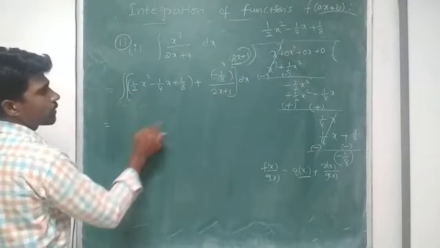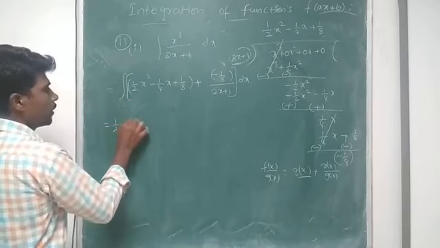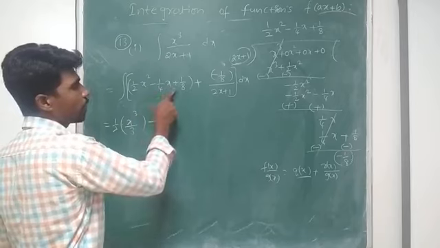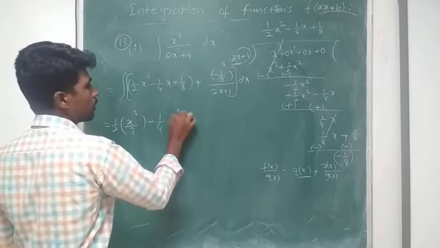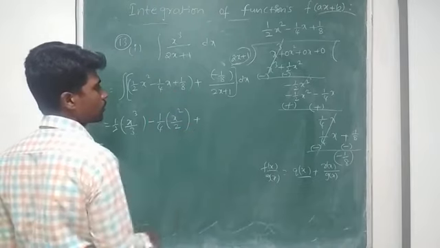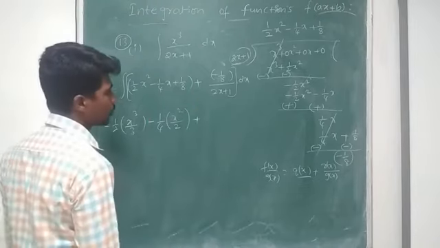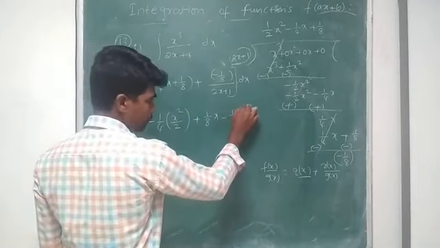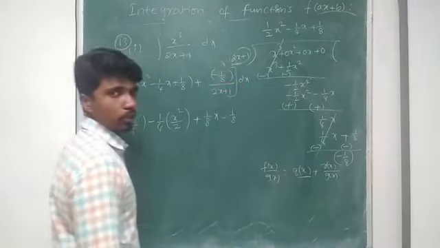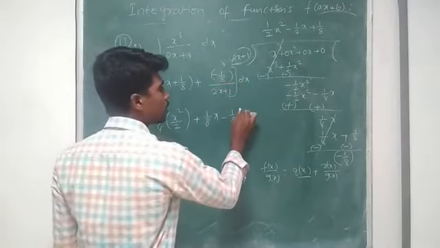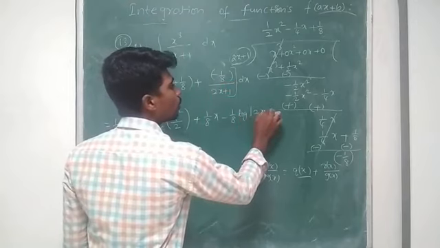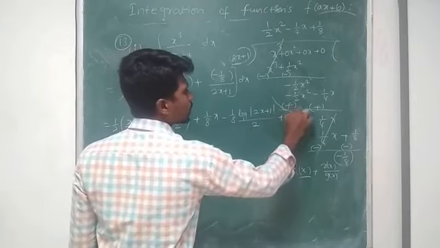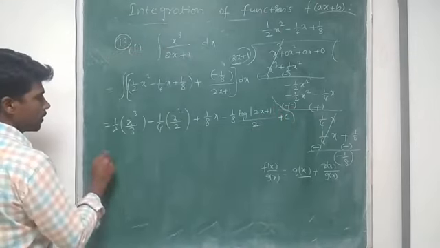So the integral of 1 by 2 x square dx is nothing but 1 by 2 into x to the power of 3 by 3, minus the integral of 1 by 4 x dx, 1 by 4 into x square by 2, plus the integral of 1 by 8 dx, so 1 by 8 into x, minus 1 by 8 into the integral of 1 by 2x plus 1, which is log mod 2x plus 1 by 2, plus some constant c.